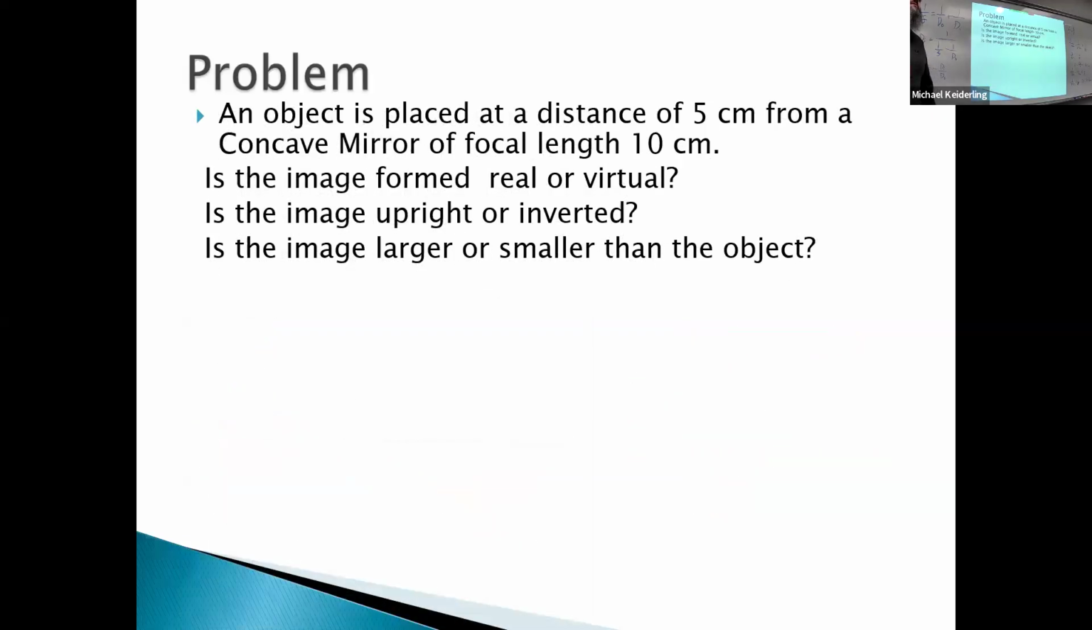And now we have an object that's closer to the mirror than the focal point, between the mirror and the focal point. Is the image formed real or virtual? Is it upright or inverted? Is it larger or smaller than the object?